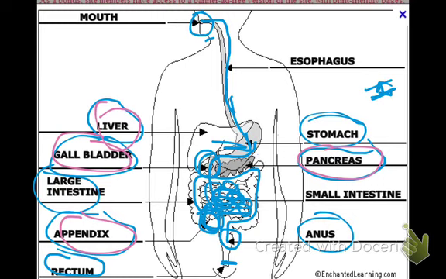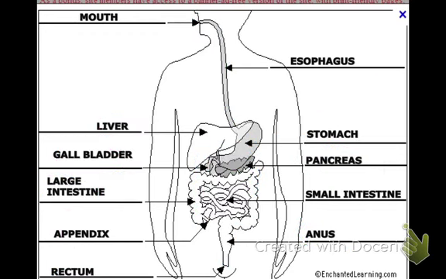So the path of your food, I'll draw it one more time. We start with our mouth. We go down our esophagus to our stomach here. From our stomach, we follow down to the small intestine where we go round and round. We come out over here through the large intestine, rectum, and then out the anus. And that is the digestive system.